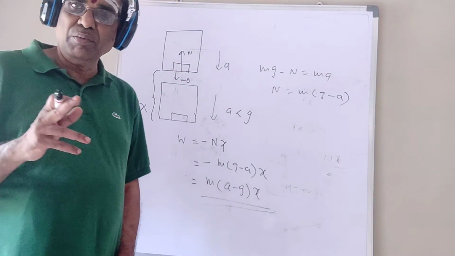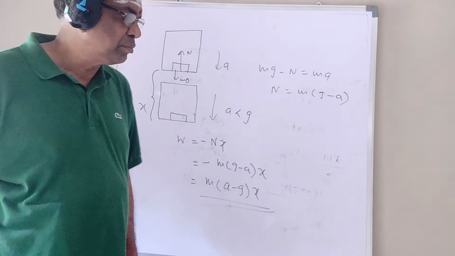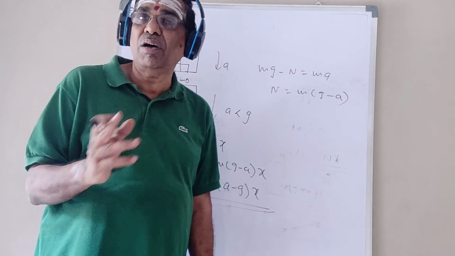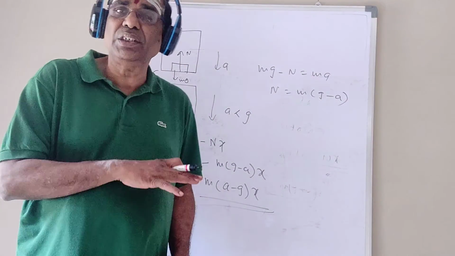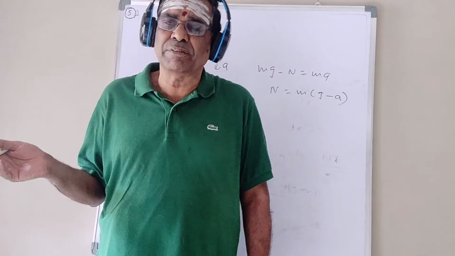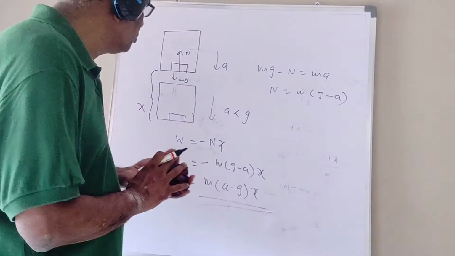So work done by normal force can be positive, negative, 0. Work done by kinetic friction force can be positive or negative. Work done by static frictional force can be positive, negative, 0. Work done by spring force can be all the three. Work done by gravity can be all the three. You get the point? Right.